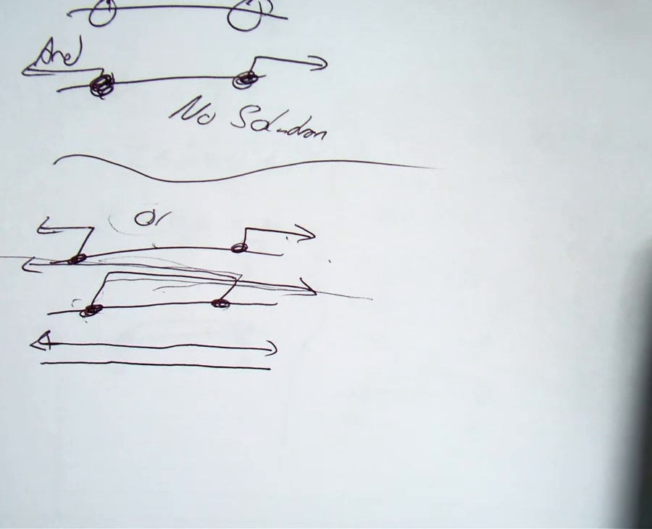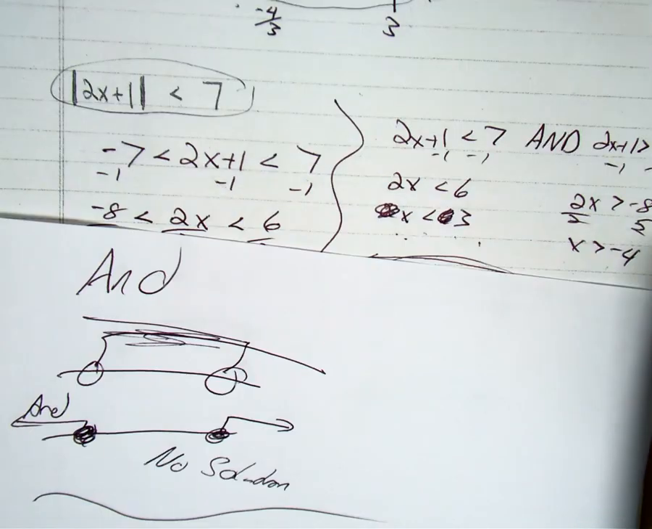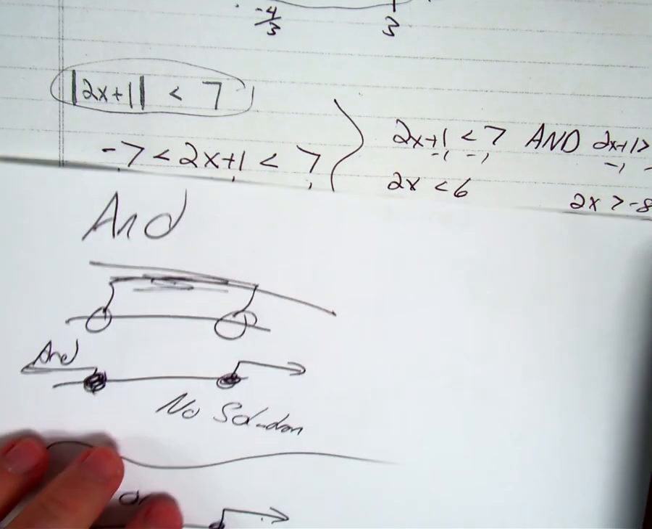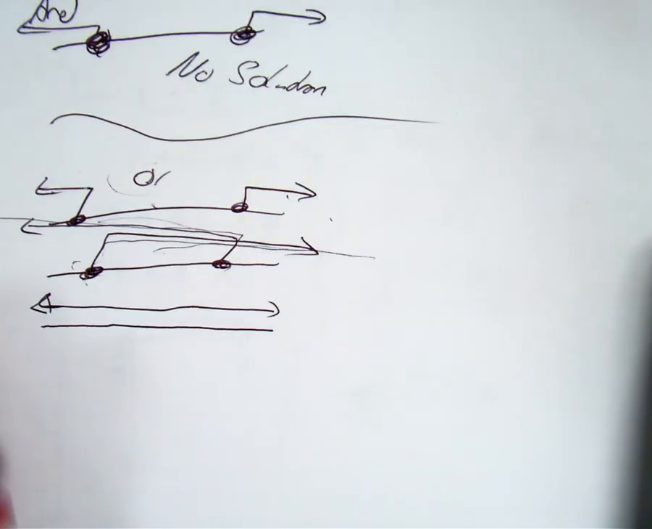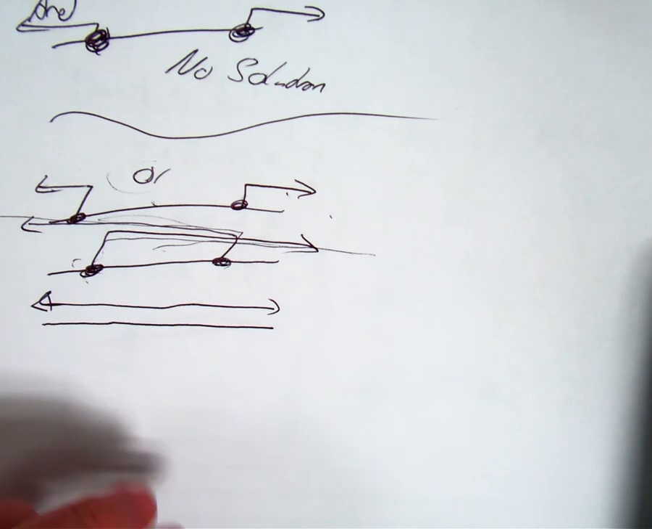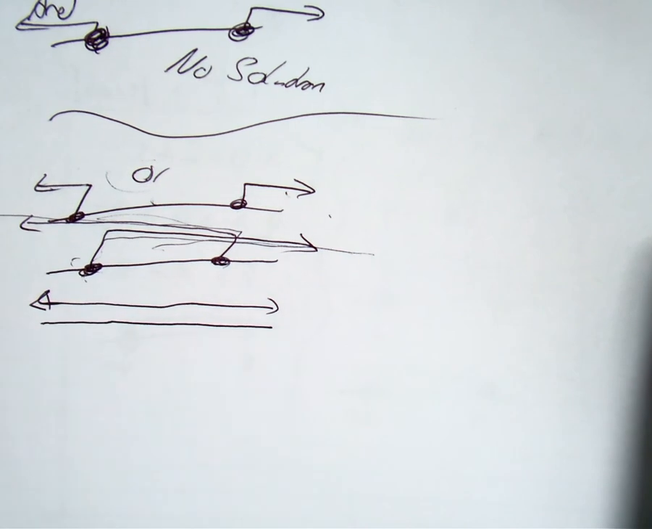And we'll take any other special ones that come up as we go, but those sometimes pop up. An and that doesn't overlap is going to be no solution. Or an or that does overlap is just going to end up being a line, because every number would work. So just some special ones to be aware of, guys.